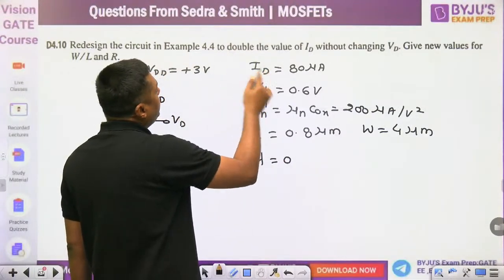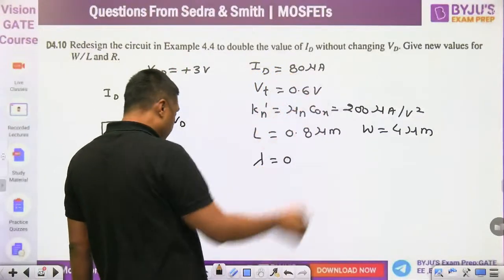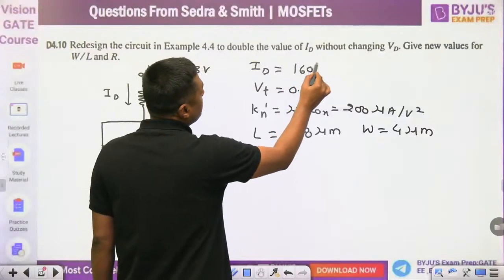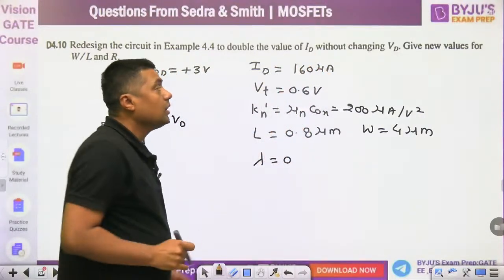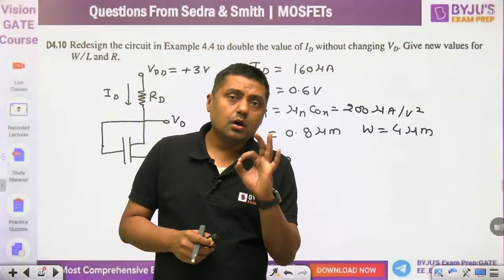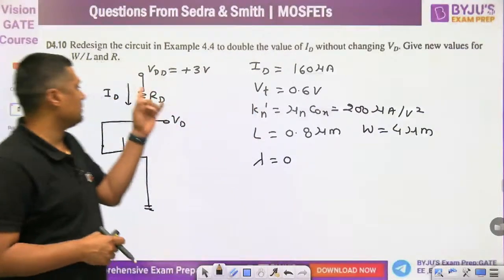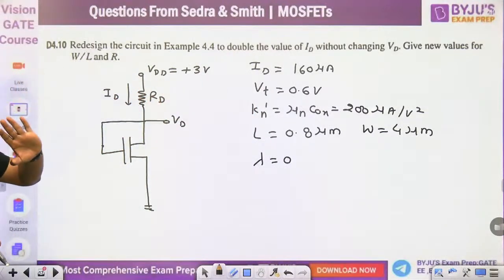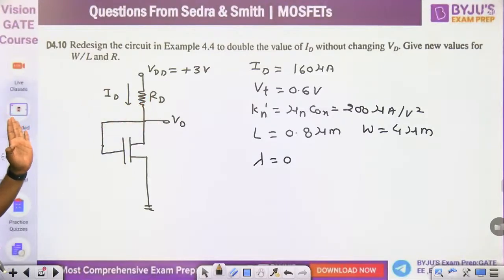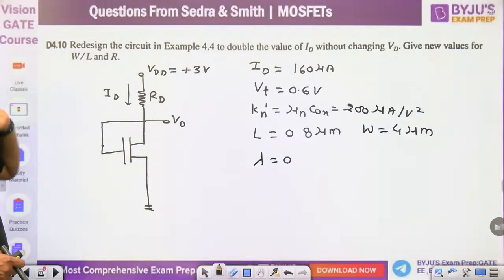So you have to find double the value of the current. In the example, it is given 80. So you have to double it. Double means 160. This is the 160 microampere. Simple. This is the question. For ID is equal to 160 microampere, what is the simple language in the GATE exam? What should be the value of RD? And what is the value of VD? You have to find two things. Find the value of RD and VD, without changing the VD. Give the new values for W by L and what? R. So that is given.